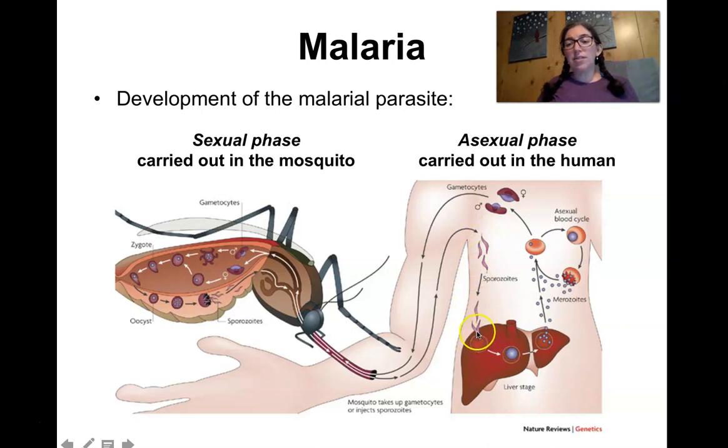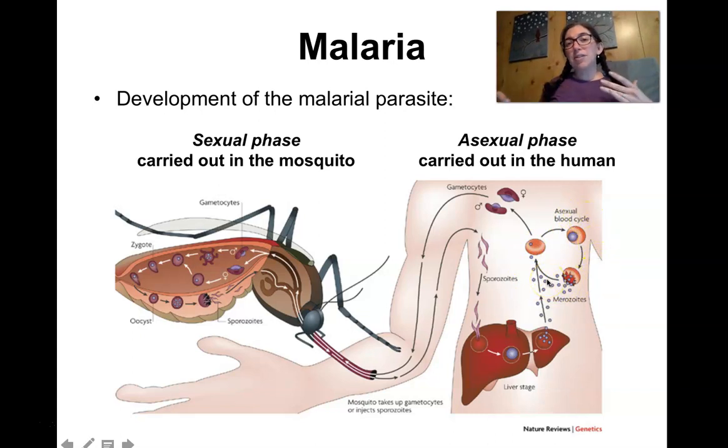the disease in humans. The sporozoites infect the liver, so that's called the liver stage. And then they go through sort of a molting process, and they burst out of the liver in a new form called merozoites. And the merozoites are the ones that then infect your red blood cells. They infect a red blood cell, they mature in the red blood cell, and then they lyse the red blood cell and do it over and over again.